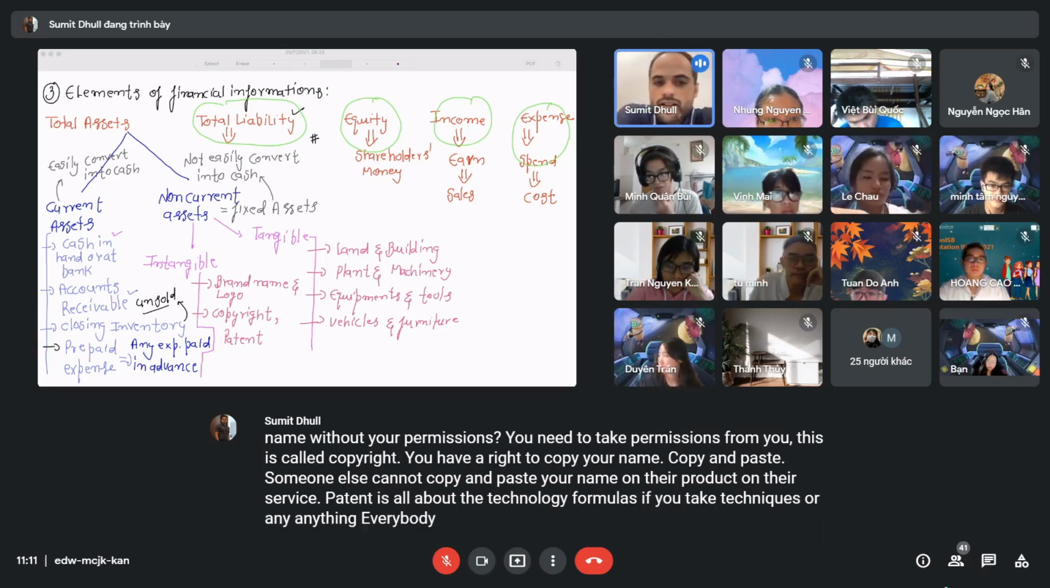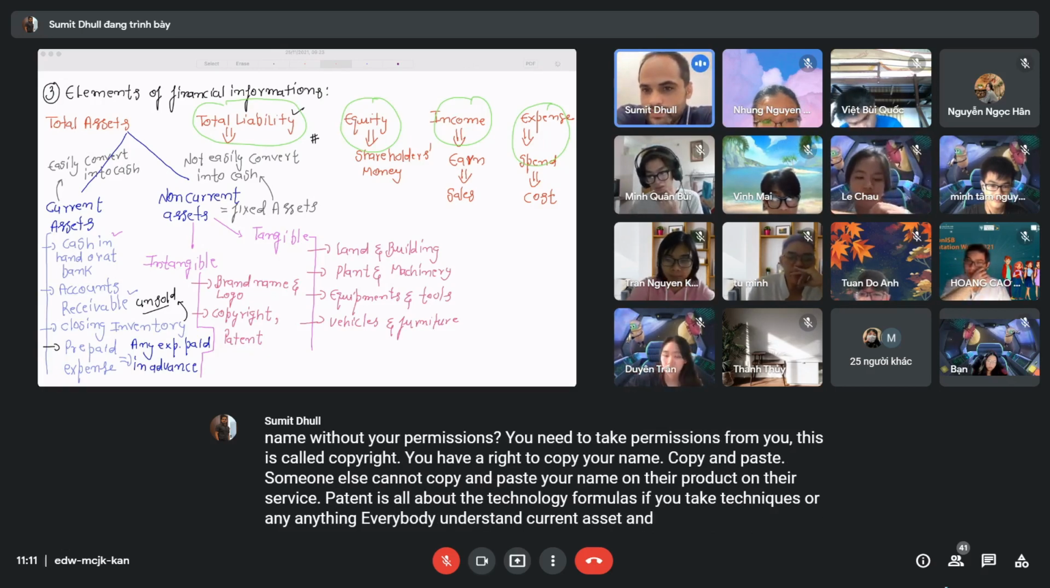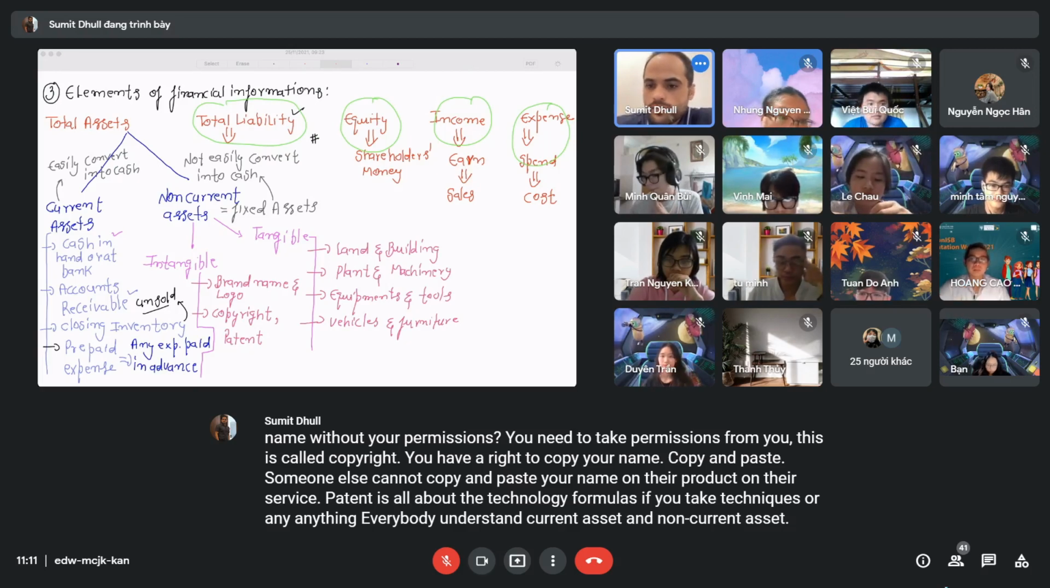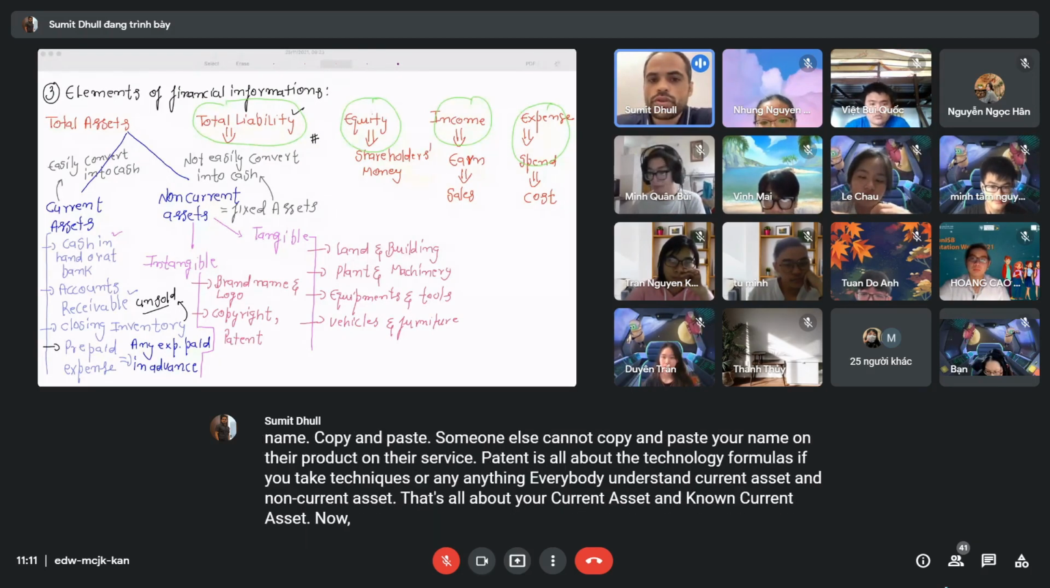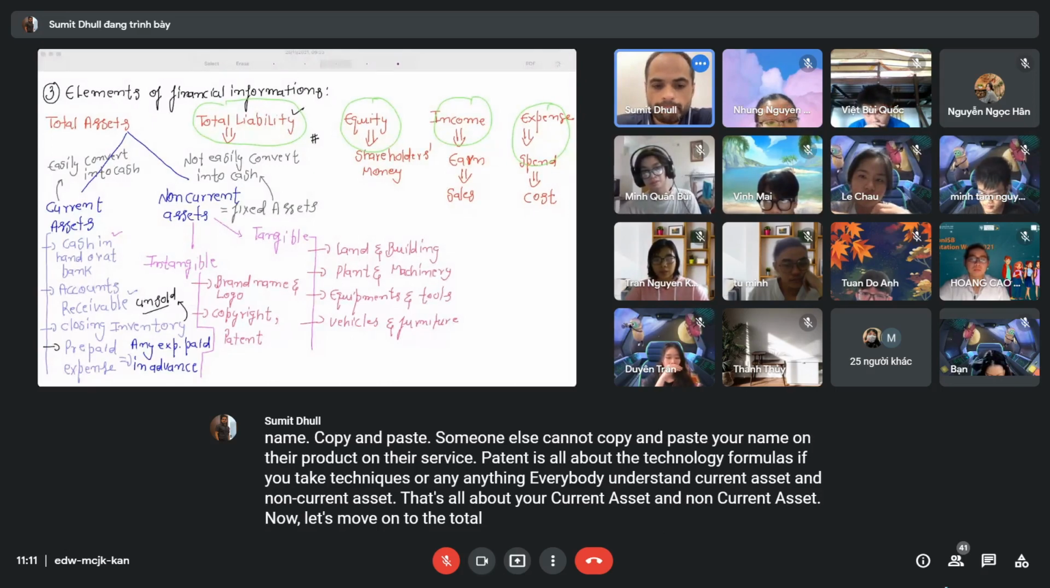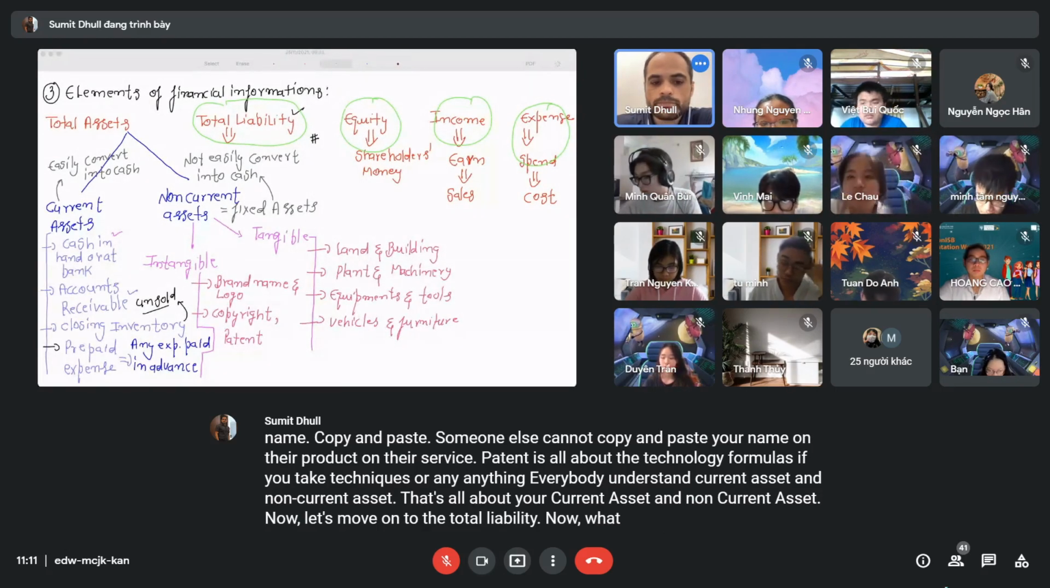Everybody understand current asset and non-current asset? That's all about your current asset and non-current asset. Now let's move on to the total liability. Now, what is total liability?